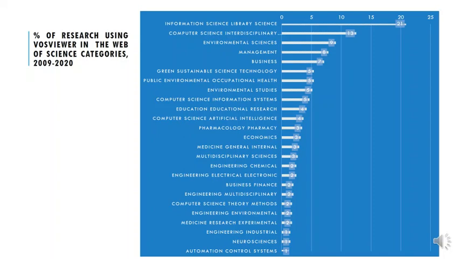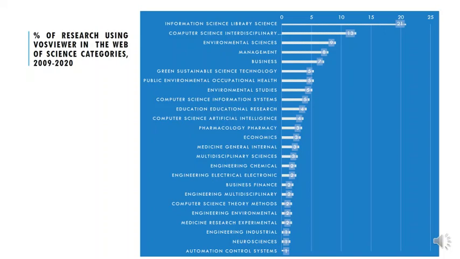Many research disciplines have gained benefits from this effort, as can be seen in this graph. It shows the percentage of research that used VOSviewer in the Web of Science categories. The data gathered, analyzed, and shown here is from 2009 to 2020. It shows that 21% of research in the category of information science and library science has used VOSviewer in the last 11 years.